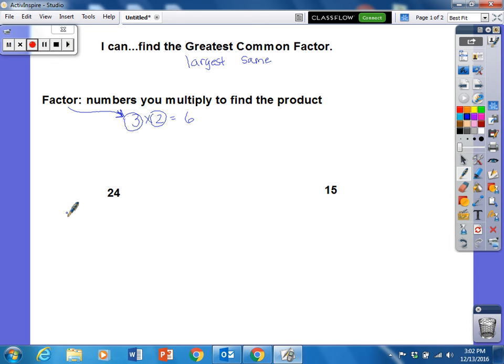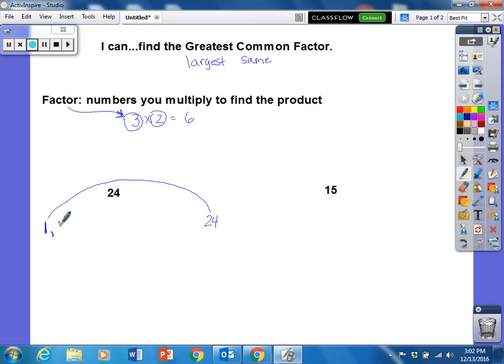So first I'm going to look at the factor rainbow. And when we do a factor rainbow, we always start with the number 1, because 1 is a factor of every number. And then we always end with the number itself, which is 24. 1 rainbows to 24. They connect, which means 1 times 24 equals this 24 here. And we always do our numbers in numerical order. So our next number we're going to see is 2.